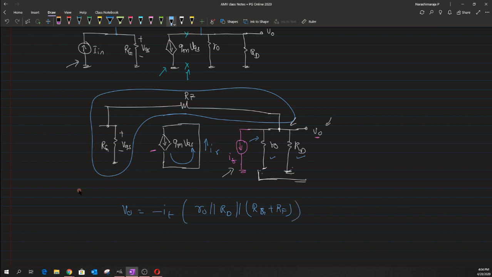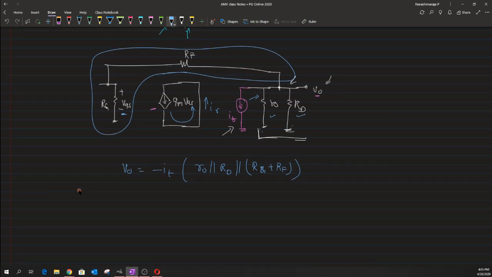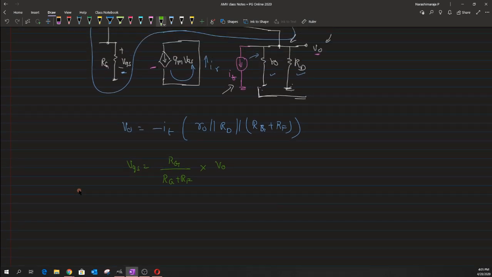So this gives us the value of V naught. Now one has to evaluate the value of this VGS. Again, one could use this combination of RF and RG to evaluate the value of VGS in terms of V naught. Using the basic voltage division rule, VGS can be written in terms of V naught as the drop across RG divided by the summation of RG and RF. So it is quite a simple formula, and now we need to evaluate this component of IR.